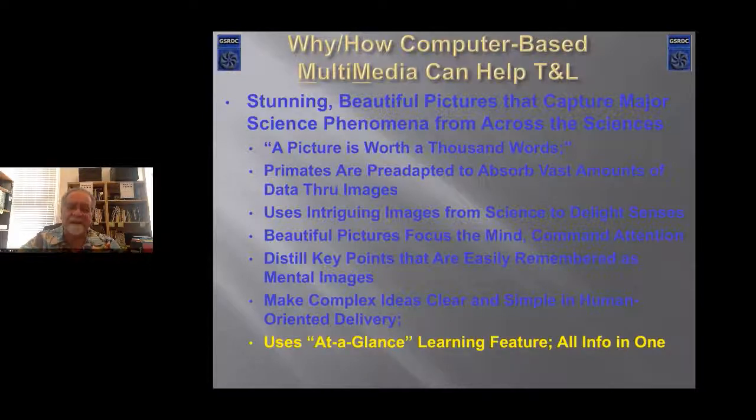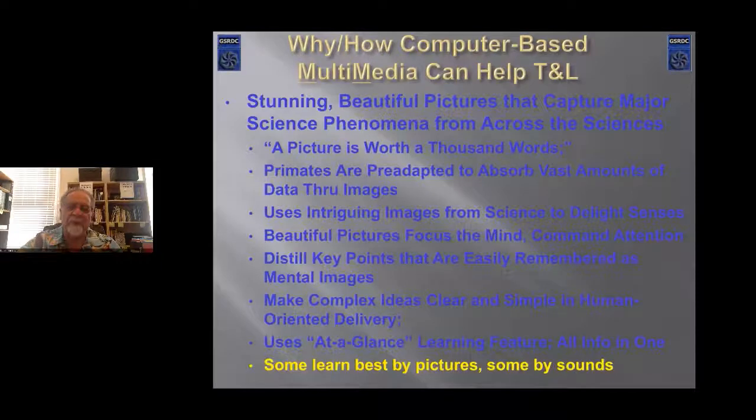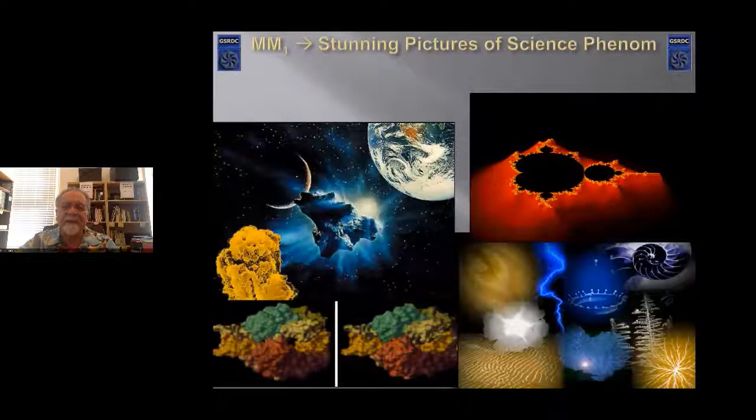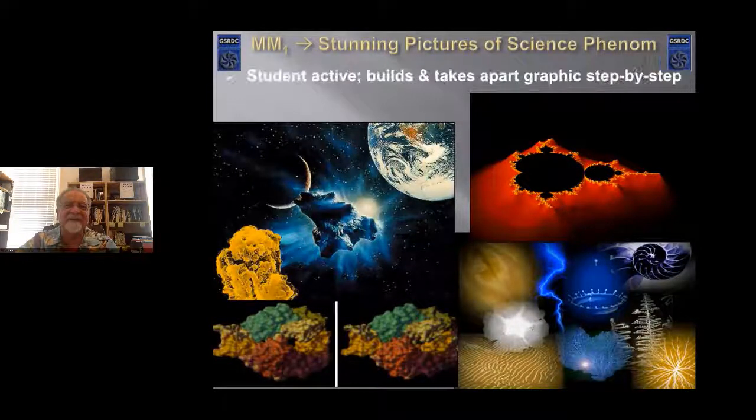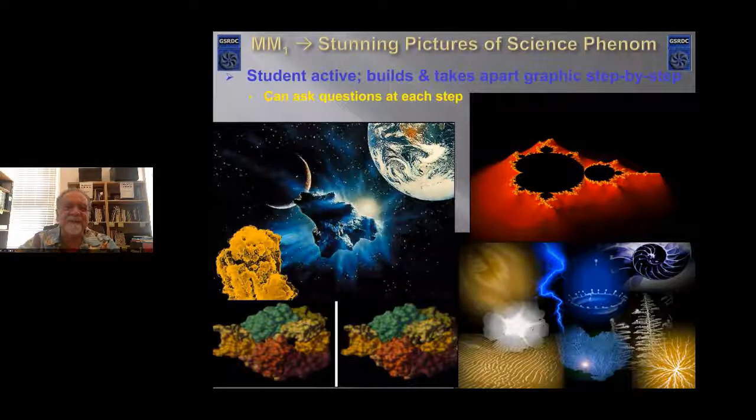We also used the at-a-glance learning feature, all information in one place. And after all, some people learn best by pictures, some by sounds. And look at these pictures. Aren't they beautiful? Stunning pictures of science phenomena. They can ask questions at each step. This one is one of our montages that puts a comet, an asteroid, a moon, and a planet together in a solar system picture. This is a picture of one of the fractals. This is a montage of patterns in nature, all kinds of patterns.